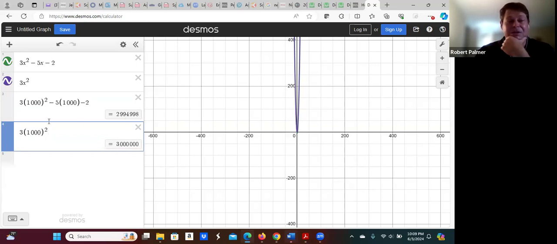So as you can see, this has a dominating effect on your polynomial. And that's true of all polynomials the further you get from zero, in either the positive or negative direction. Okay, so that's what we're saying.